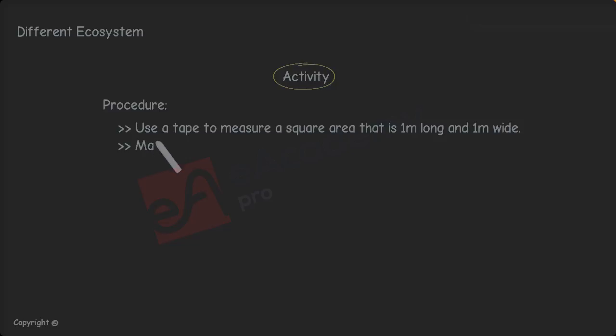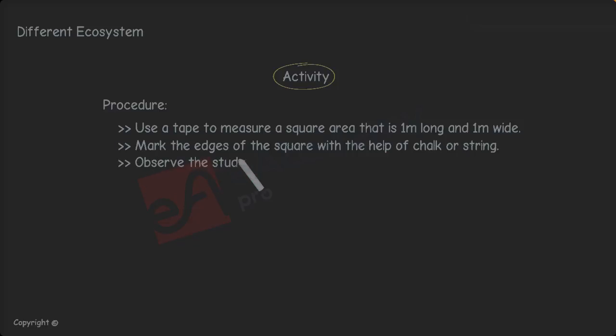Procedure. Number 1. Use a tape to measure a square area that is 1 meter long and 1 meter wide. Number 2. Mark the edges of the square with the help of chalk or string. Number 3. Observe the study area. Number 4. Record all the living organisms.